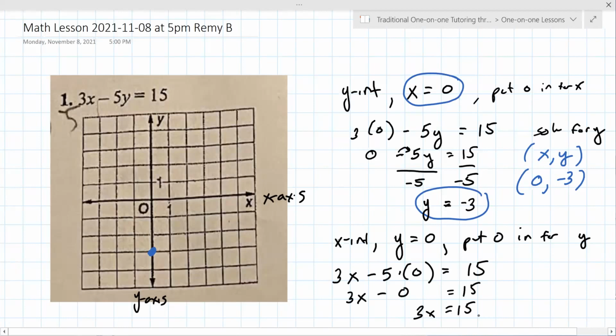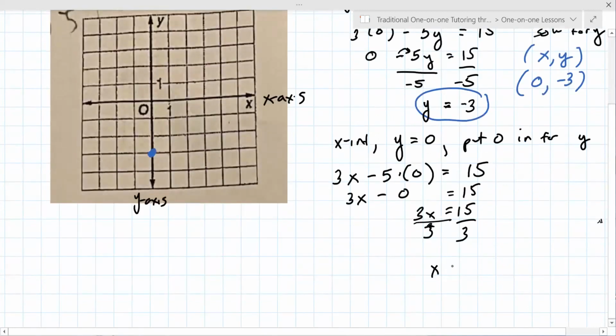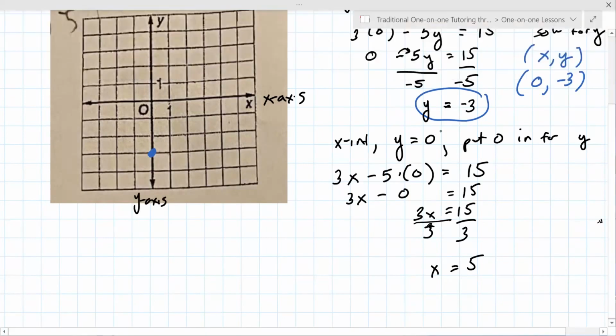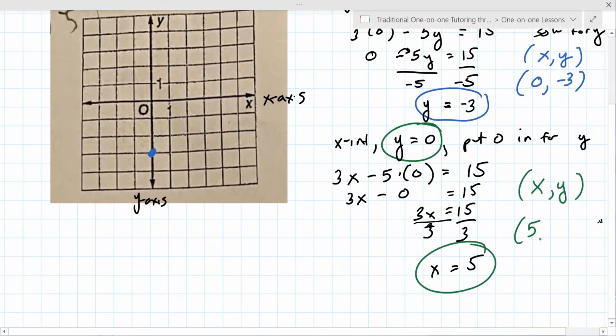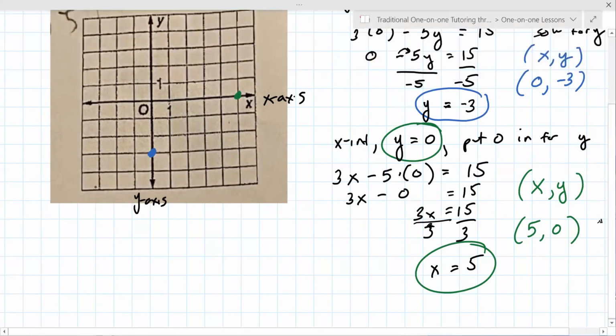So what do you divide both sides by to solve for x? You divide both sides by 3. So x equals 5. Now I'm going to choose green this time. But the point is that y is 0 this time and x is 5. It's still x, comma, y. So that's the point 5, comma, 0, which is 1, 2, 3, 4, 5 right there. And then you draw the line connecting the two of them.